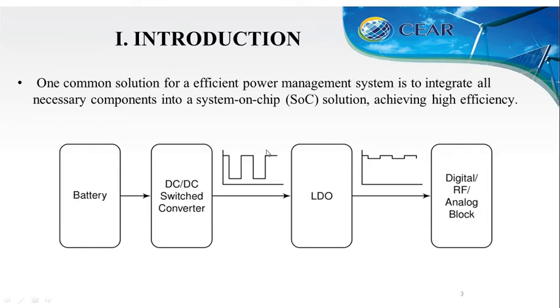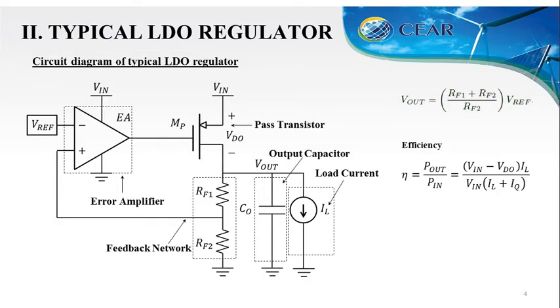In order to reduce the ripple, we need to use a linear regulator. Here, we use an LDO regulator that reduces the ripple. A circuit diagram of a typical LDO regulator is illustrated in this figure. The three main blocks are a PMOS transistor, also known as a pass transistor, an operational amplifier, here we call it the error amplifier, and a feedback network, represented by those two resistors.